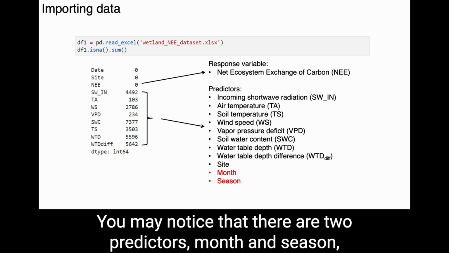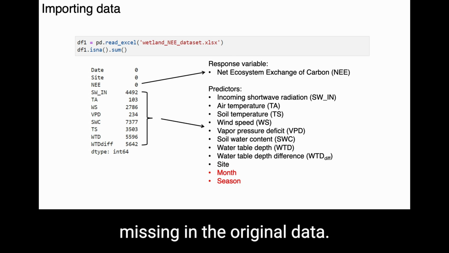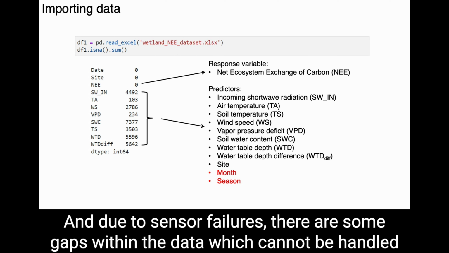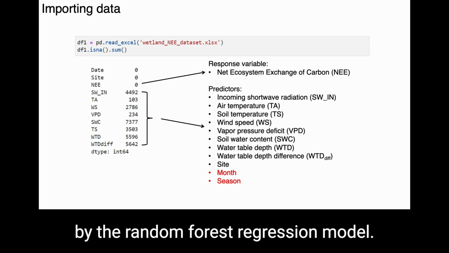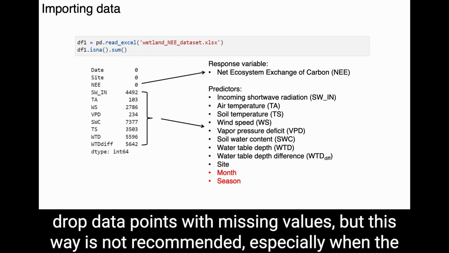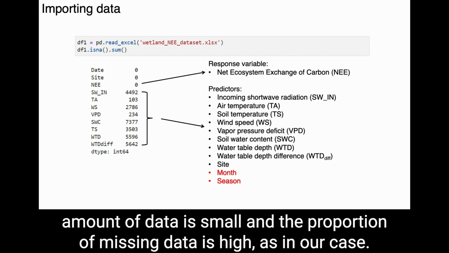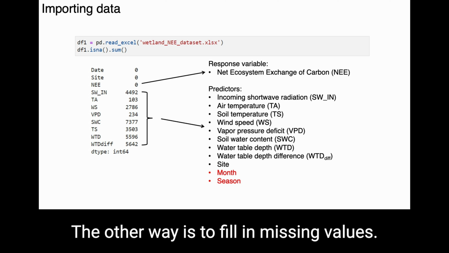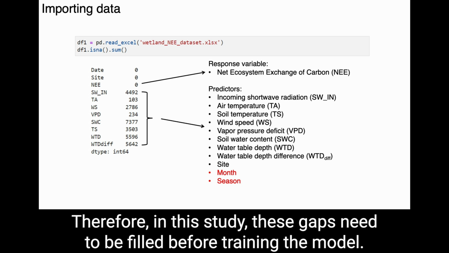You may notice that there are two predictors, month and season, missing in the original data. No worries, I will create them later. And due to sensor failures, there are some gaps within the data which cannot be handled by the random forest regression model. Typically, random forest encourages two ways of handling missing values. The first way is to drop data points with missing values, but this way is not recommended, especially when the amount of data is small and the proportion of missing data is high, as in our case. The other way is to fill in missing values. Therefore, in this study, these gaps need to be filled before training the model.